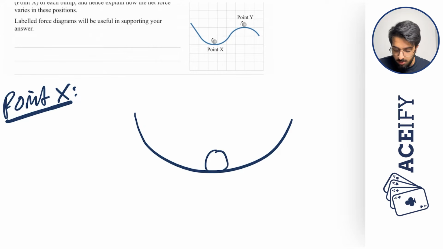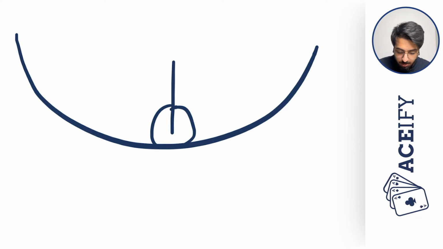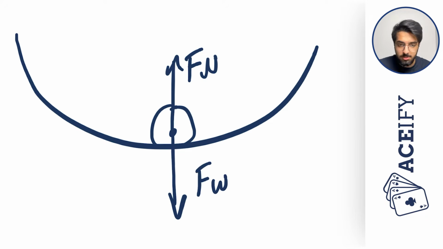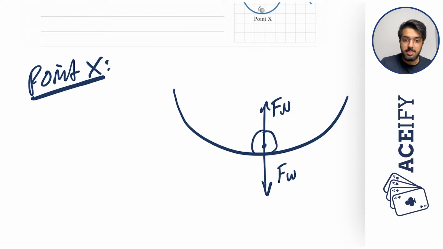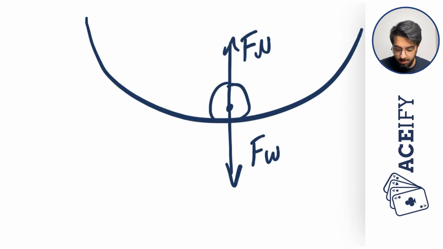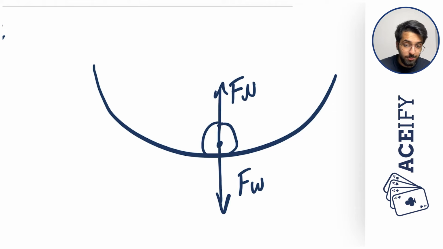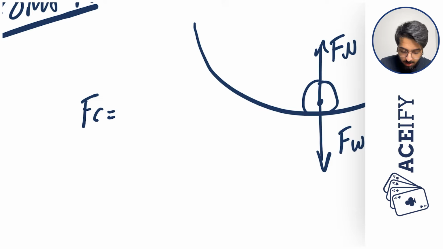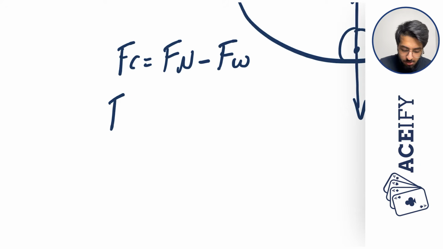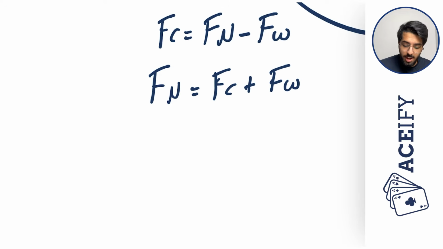This is point X. We have a normal force being provided by the track and obviously a weight force going straight downwards. Now, as you can see, this is our regular vertical circle scenario at the bottom of the track. And so therefore, as FC is the net force towards the center of the circle, our FC is equal to our normal force minus our weight force. And therefore, our normal force is equal to our FC plus our weight force. And therefore, our normal force at point X is largest.